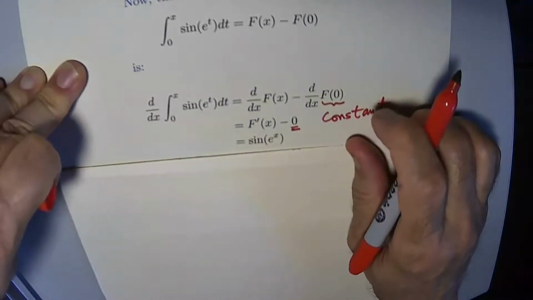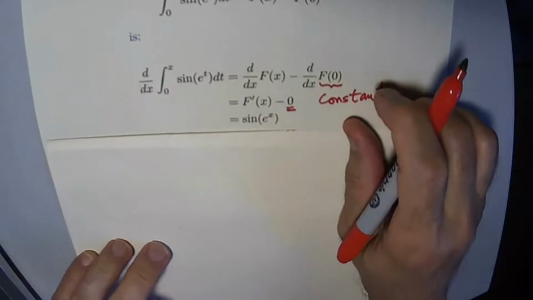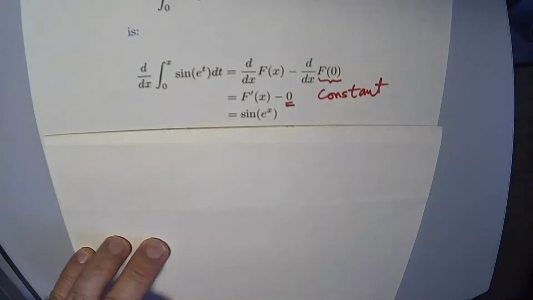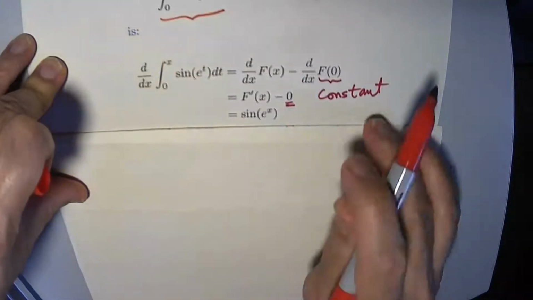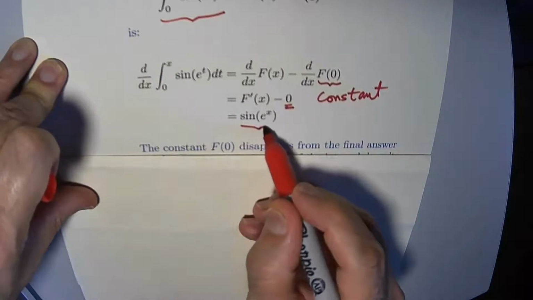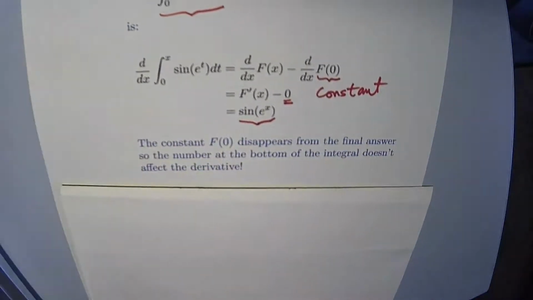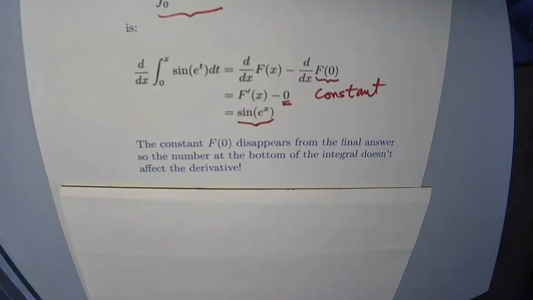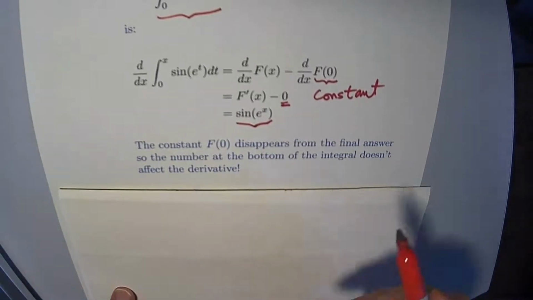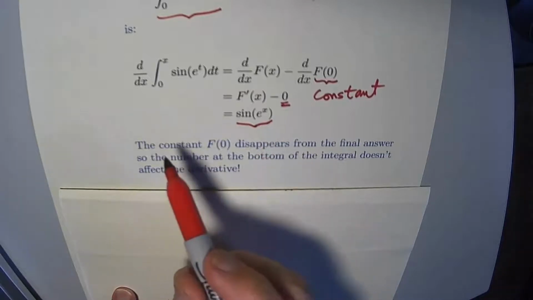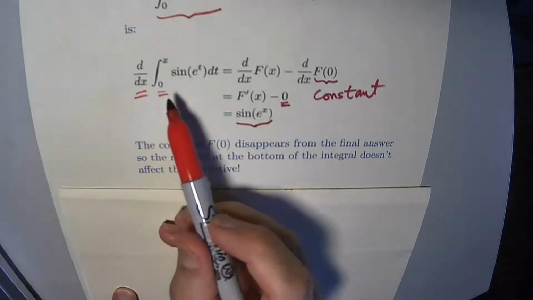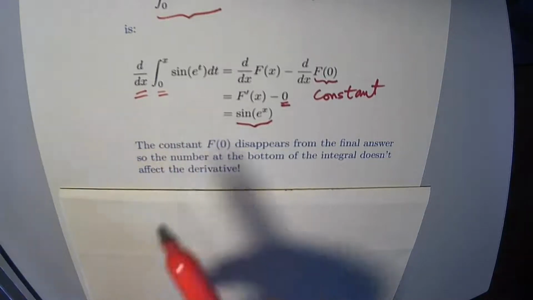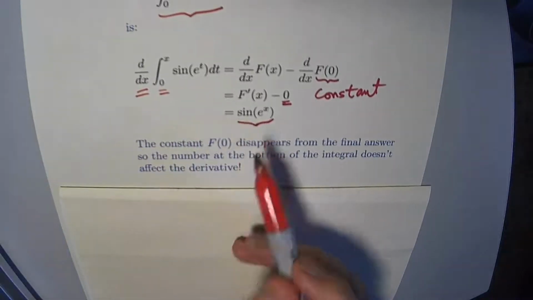The derivative of f of x, or f prime of x, is simply the function inside the integral with x plugged in. So the derivative of this function is just sine of e to the x. Because the derivative of a constant is 0 and disappears from the final answer, the number at the bottom of the integral does not affect the derivative. So if I had 1 or 2 or minus 3 instead of 0, I would still get the same answer, sine of e to the x.